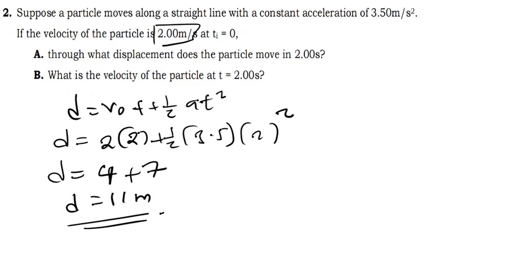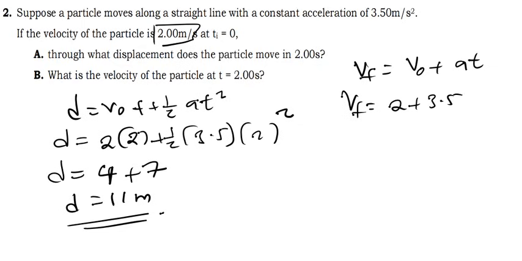What is the velocity of the particle at t equal to 2? V final. The reason why I'm not explaining anything is because this is under linear motion. The initial is 2, acceleration 3.5, t is 2. Then this is 7, so it gives me 9.